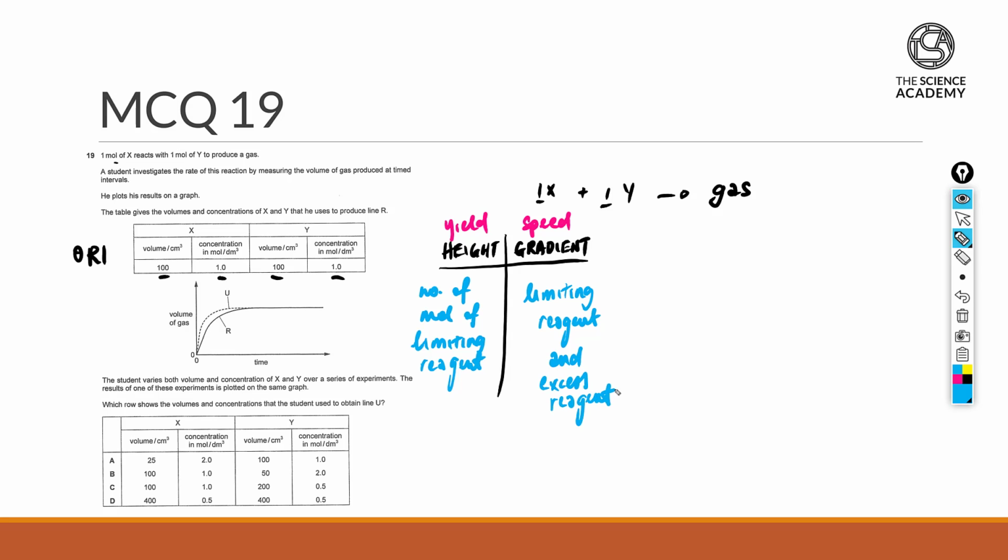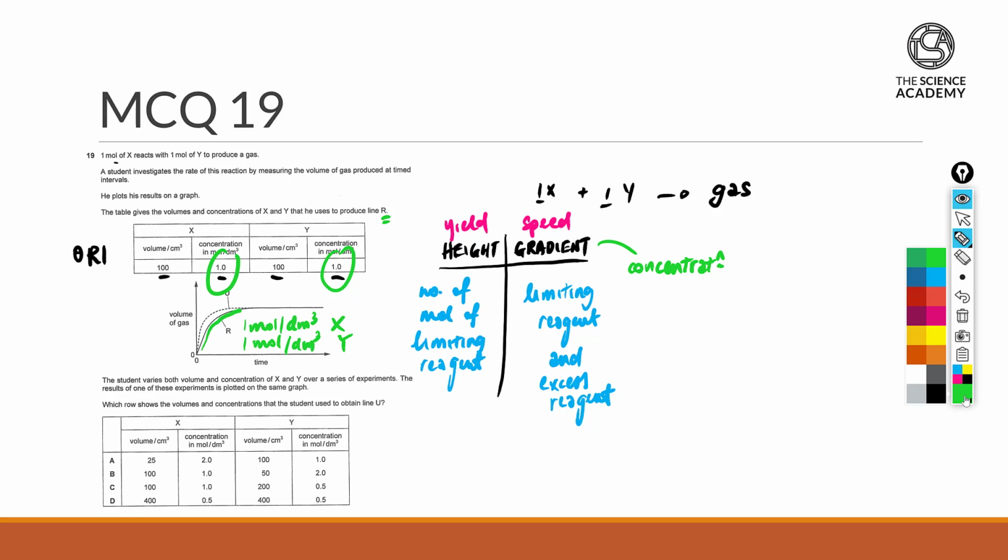So for the case of using solutions, the gradient could have been affected by the concentration of the reactant itself. So for the case for X, we're going at 1 mole per dm3. For Y is 1 mole per dm3. And they mentioned that this produced the line R. So I'll say that R itself comes on with the steepness attributed to 1 mole per dm3 of X, as well as 1 mole per dm3 of Y.